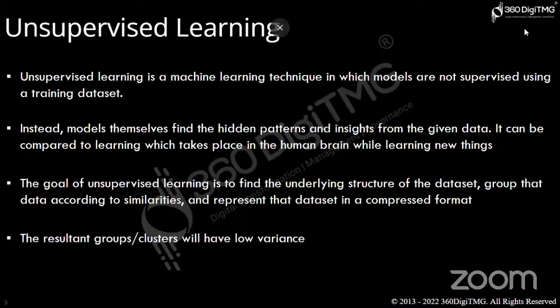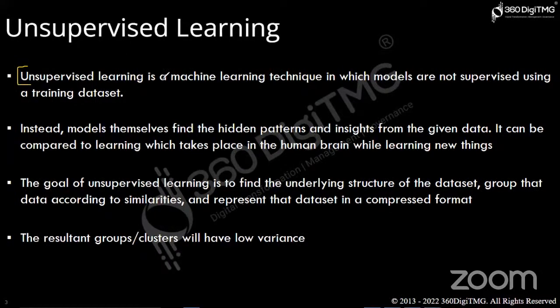So when it comes to unsupervised learning, what is unsupervised learning? That we have to understand. Unsupervised learning is a machine learning technique in which models are not supervised using a training data set. We do not have any output variable, so we do not directly train the model.